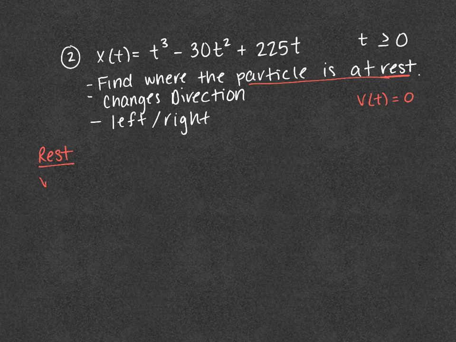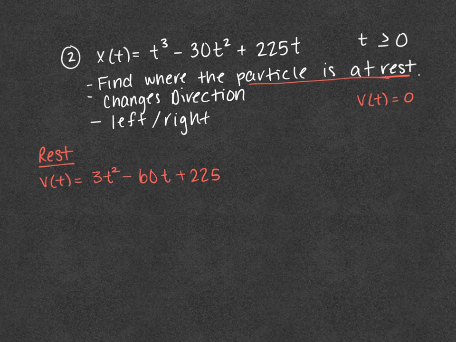And first we need to find V of t. So V of t, we know, is the derivative of X of t. So I want to take the derivative of this. I'm just going to quickly do that because this should be a review. You should get 3t squared minus 60t plus 225.